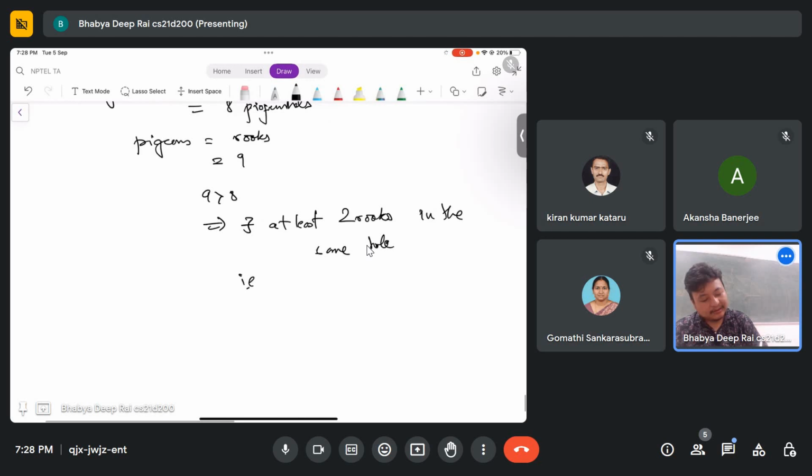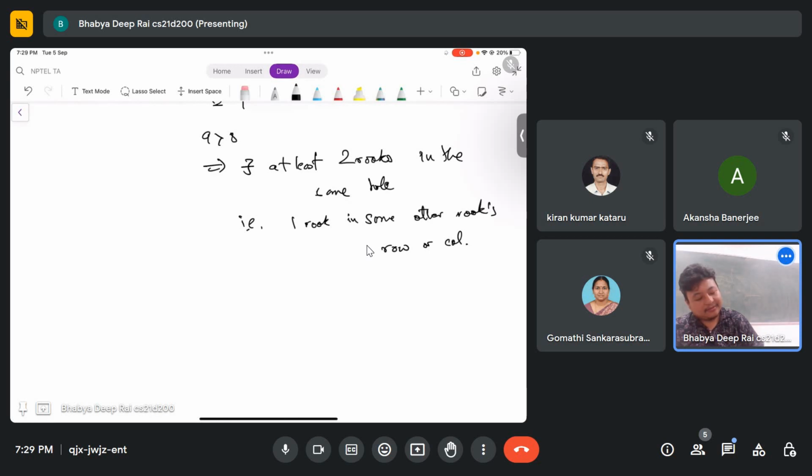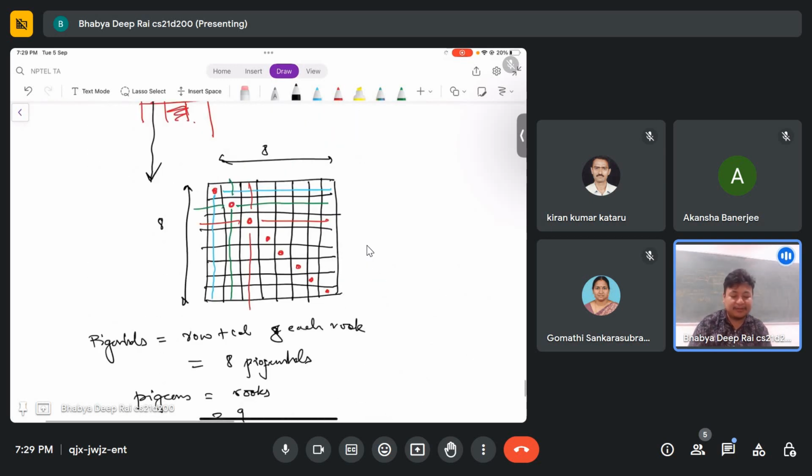That is, one rook in some other rook's row or column. Okay, let's call this rook 1, and let's call this r2, which means that r2 can attack r1, because if they belong to the same row or the same column, then r2 can attack r1. Yeah, that's right, Akanksha. That's true.